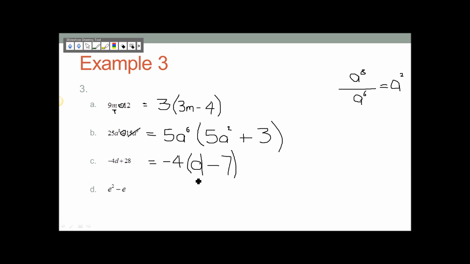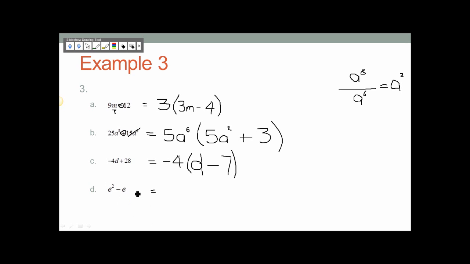Now the reason this changes from positive to a negative is that when we expand it, the negative out the front will combine with the negative inside to give us positive 28. If we'd left it as a plus instead of a minus, when we expanded we would have got a negative sign in the middle. Okay, final one.